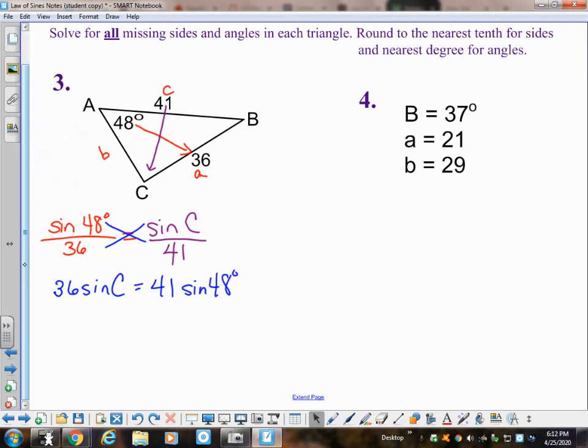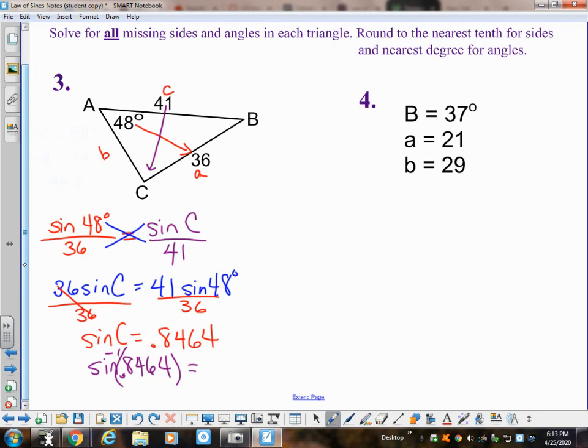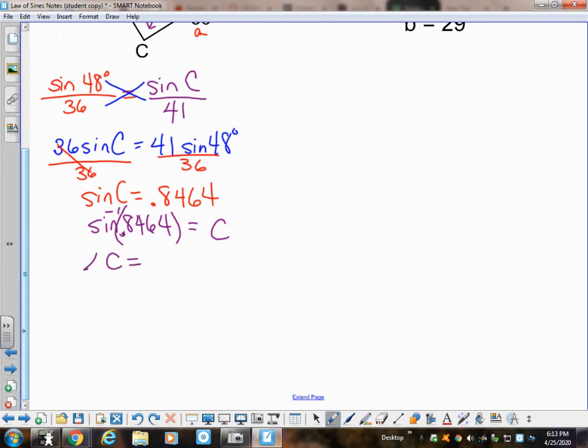Okay, divide by 36. I almost did sine. Divide by 36, both sides. Sine C is equal to, when we take that 41 times sine of 48 and divide it by 36, we get 0.8464. So then we're going to sine inverse 0.8464 to get our angle C. And angle C ends up being 58 degrees.